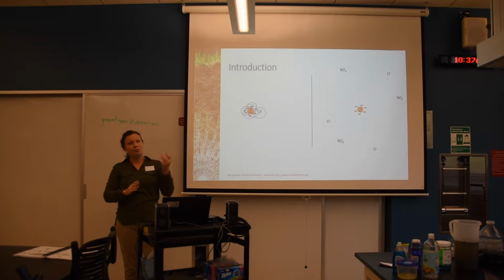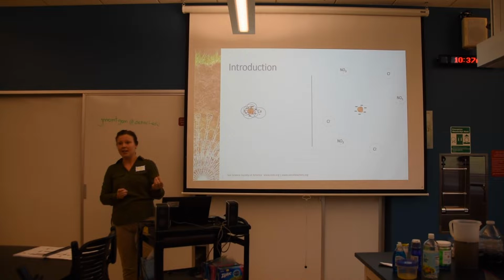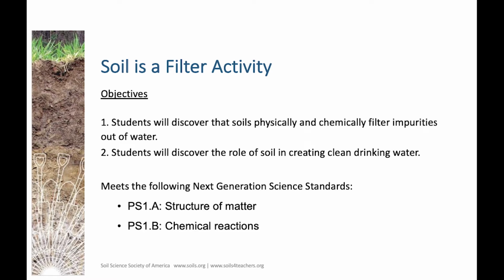And this is actually one of the reasons. When you apply nitrogen fertilizer, if it's converted to nitrate, because nitrate is negatively charged, it moves through the soil very quickly. And this is how we get nitrate groundwater contamination, because it goes straight down to the groundwater. All right, so to demonstrate this, we have an activity that's called soil as a filter.